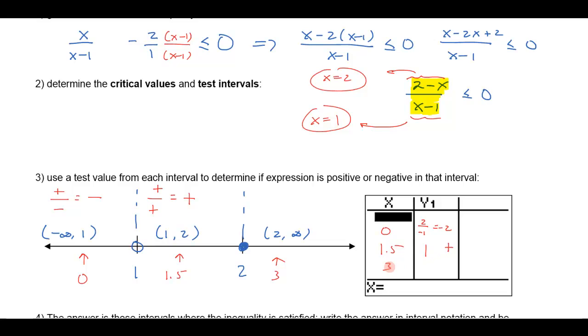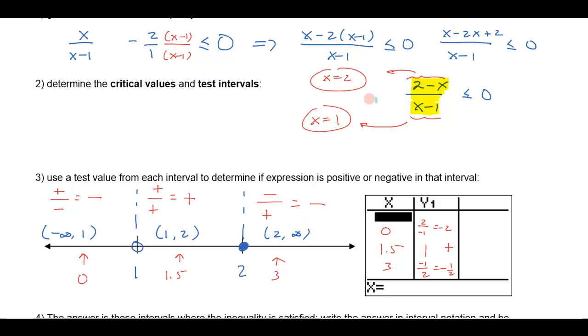If I plug in 3, I would get 2 minus 3, which is negative 1. 3 minus 1 is 2, so that's negative a half. But again, all I really care about is that when I plug in 3, I get something negative in the top and something positive in the bottom. When you divide those, you get something negative.